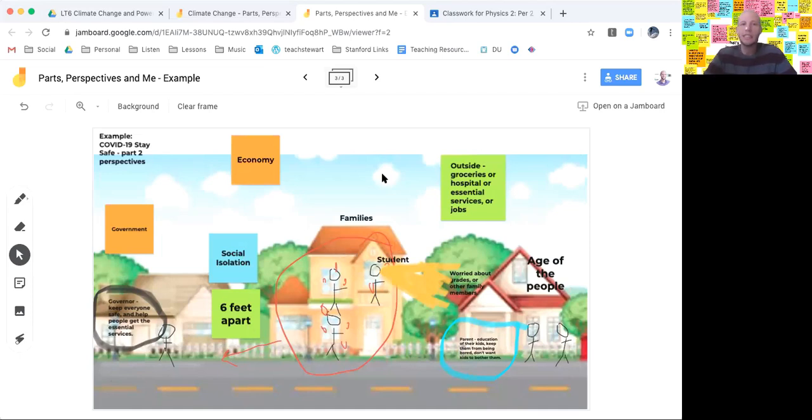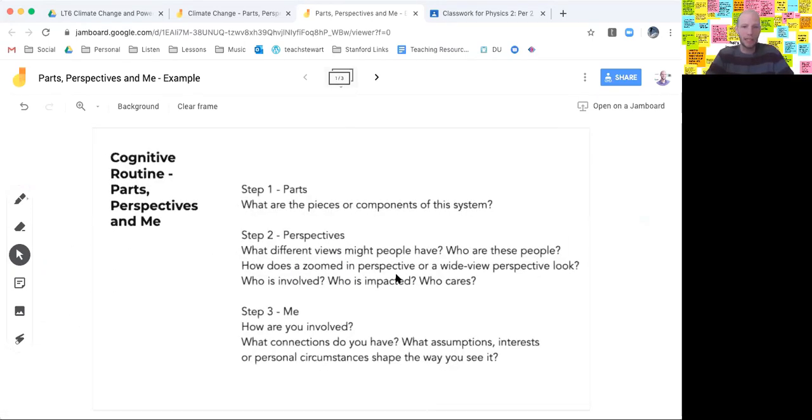I can keep going with perspectives, but I'm going to keep this brief, and I'm going to go back to step 3, me. How am I involved in all of this? What connections do I have to all of these parts and perspectives that are involved? What are the feelings that come up for me?